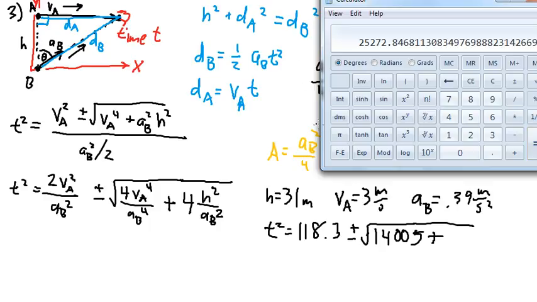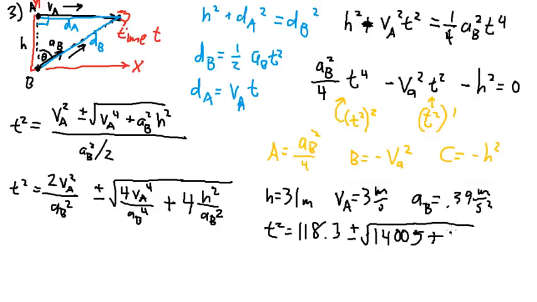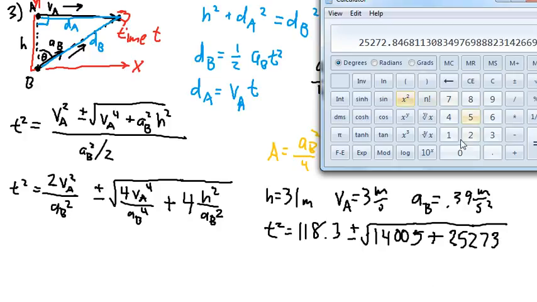Anyway, okay, so plus 25273. I'll just take all the integer. So let's take that number there and add our 14,005 to it. Boom, and then take the square root, and it's 198.1 or 198.2.